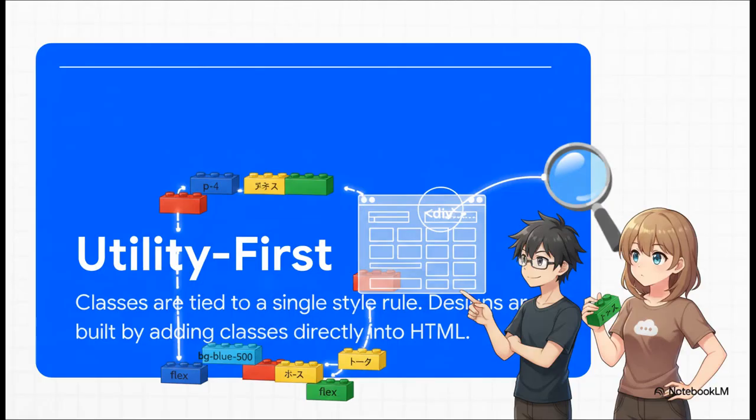Utility first sounds fancy, but the idea is actually super simple. It means every class has one and only one job. A class like p-4 literally just adds padding. That's it. bg-blue-500 just adds a blue background. The big shift here is that you stop writing CSS. Instead, you're using these pre-built single-purpose classes like they're Lego bricks, snapping your design together right inside your HTML.